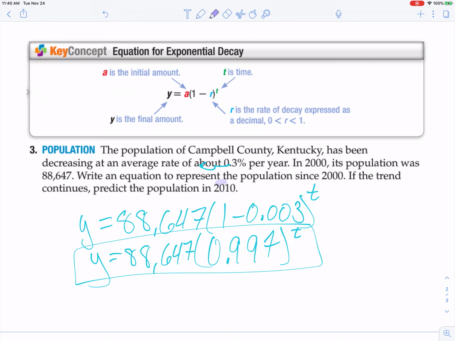Predict the population in 2010. How many years have passed since the year 2000? 10? Great. Plug in 10 for t. And I tell you what, I already have that plugged in, and the answer is 86,023 people. I rounded to the nearest whole person. Hey, double check. It says that the population has been decreasing. Did my number from starting to end get smaller? Okay, just a quick double check to make sure I did it right.